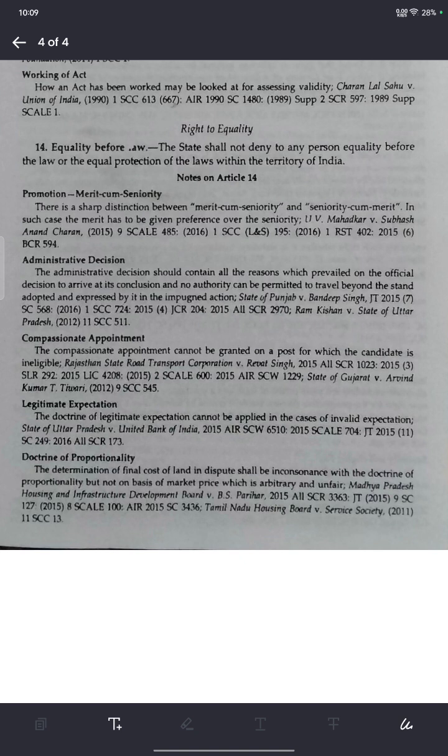Notes on Article 14: promotion, merit-cum-seniority. There is a sharp distinction between merit-cum-seniority and seniority-cum-merit. In this case, merit has been given a preference over seniority. U.V. Mahadkar versus Subhash Anand Chandra.